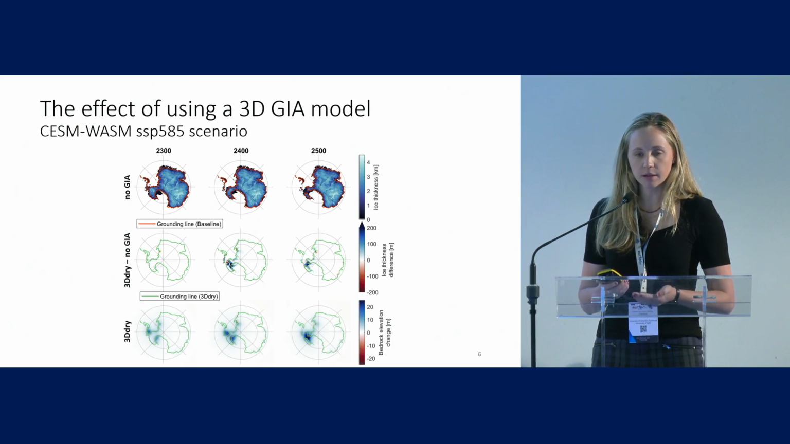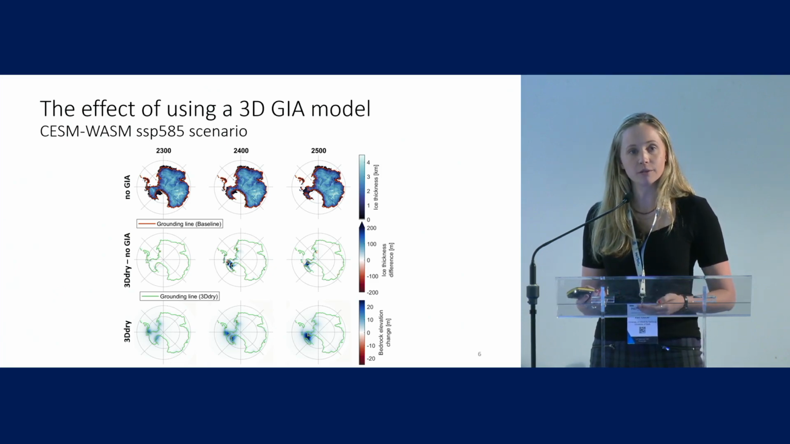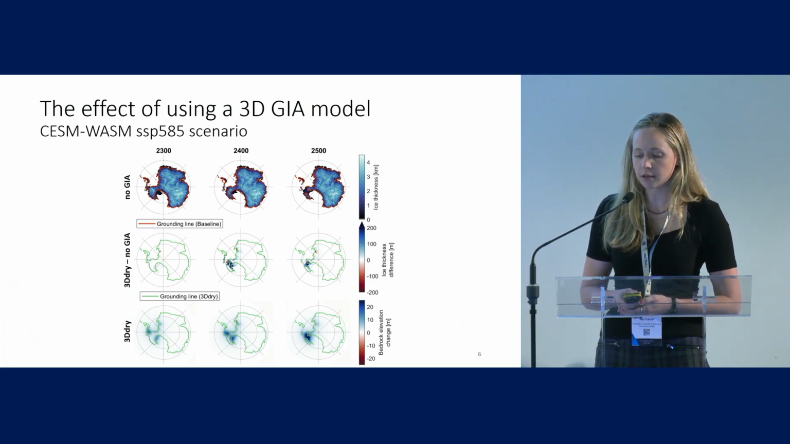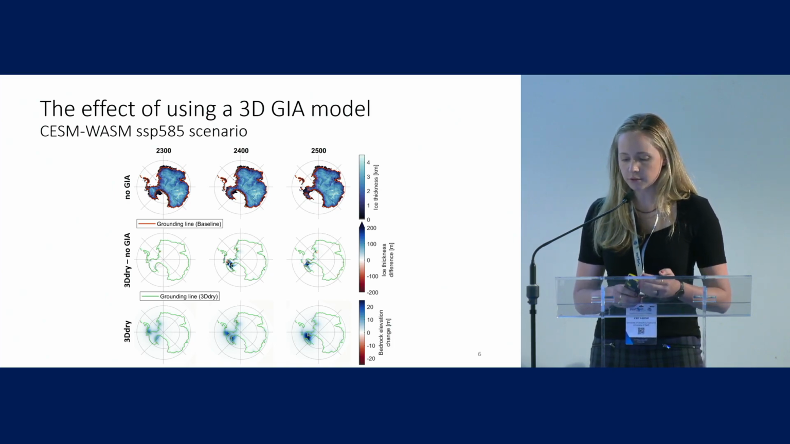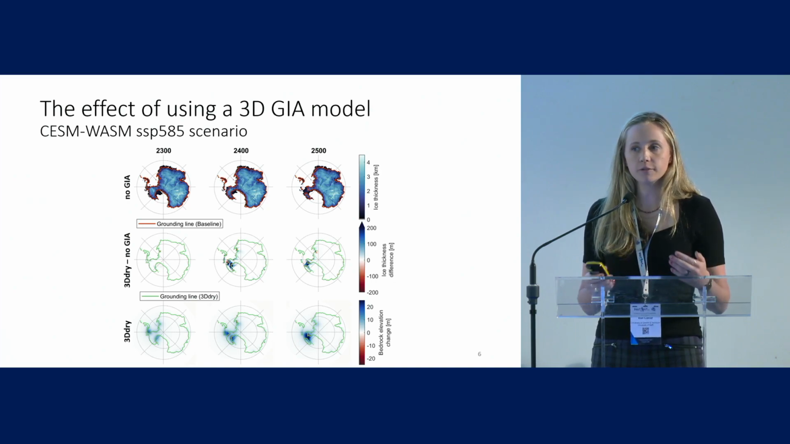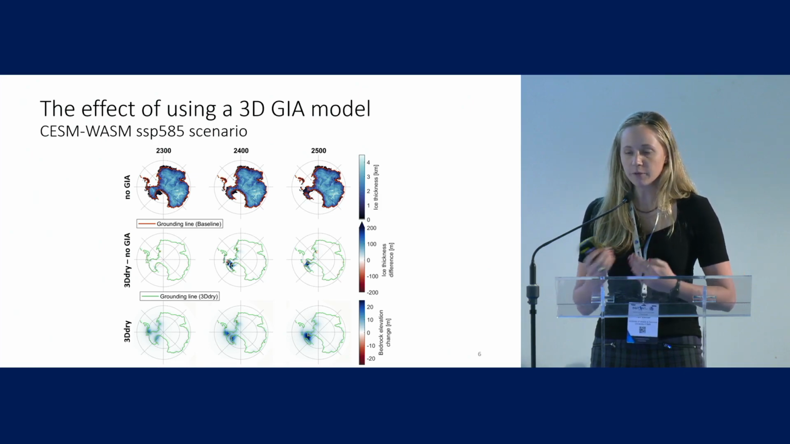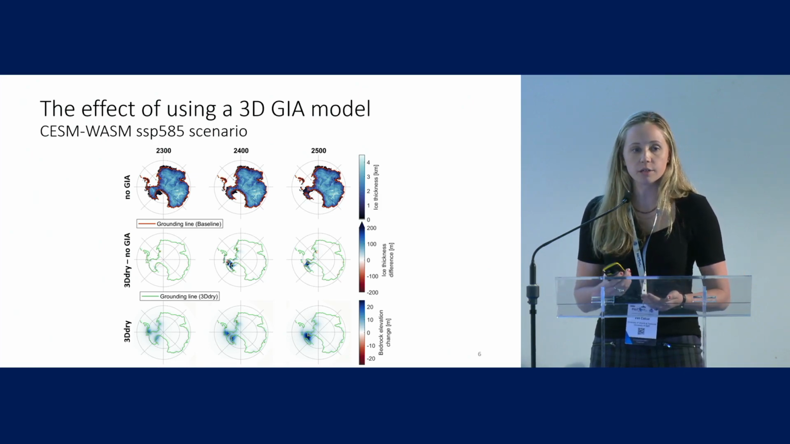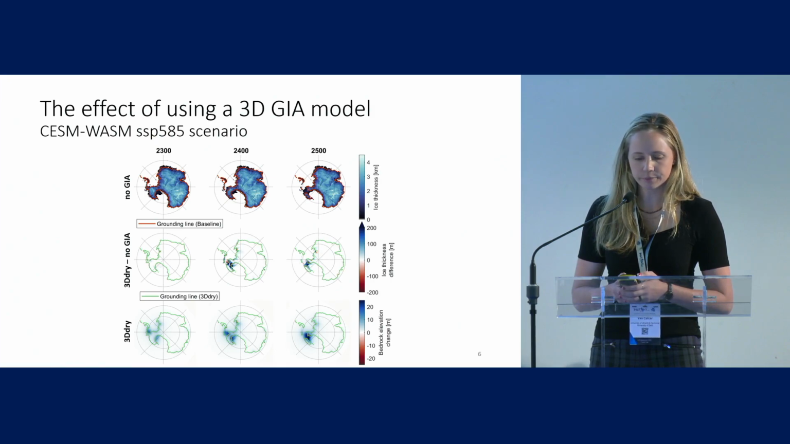So this is because there is actually a bedrock uplift, which is shown in the lowest row of figures, when you include the 3D GIA of up to 25 meters in 500 years. So already at 2,400, we can see those effects. These differences in ice thickness, of course, can have an impact on how stable your ice sheet is. And the grounding line position also differs by 100 kilometers.